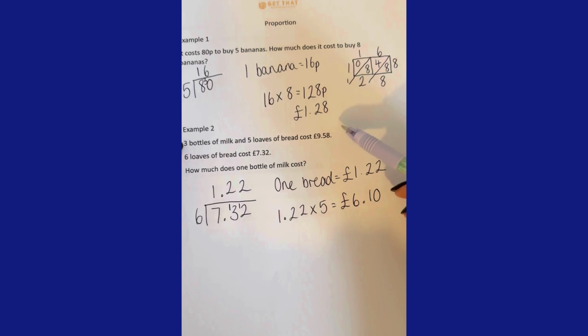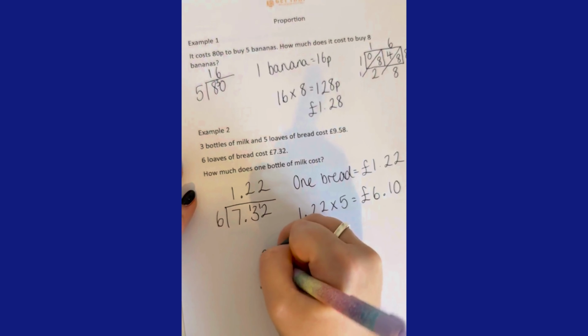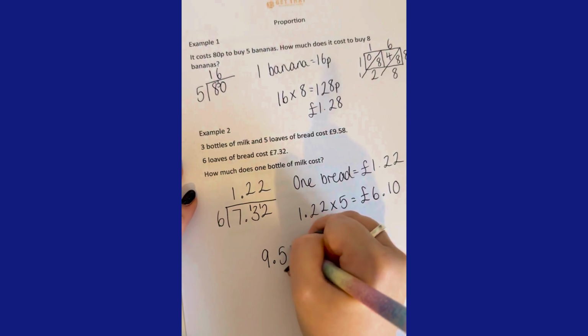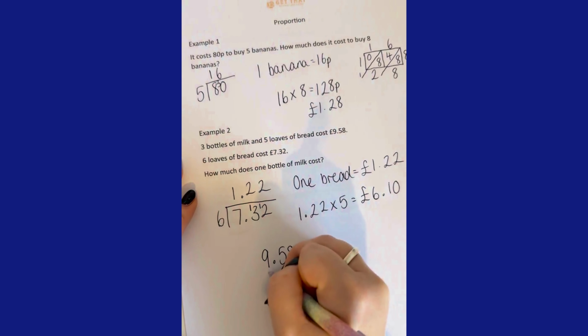And then what I need to do is use this statement here to figure out 3 bottles of milk. So then what I'm going to do is £9.58 subtract £6.10.